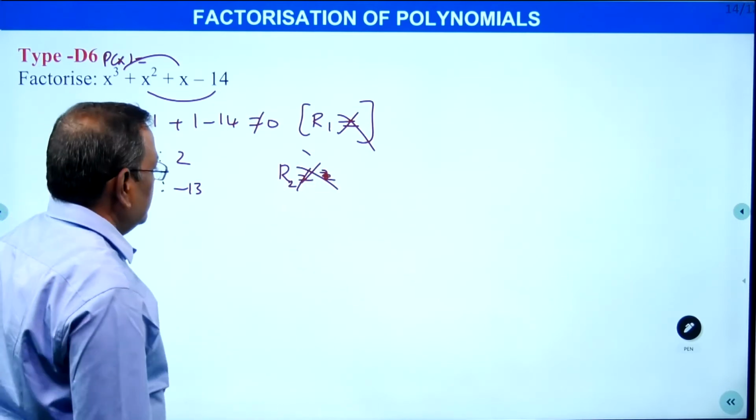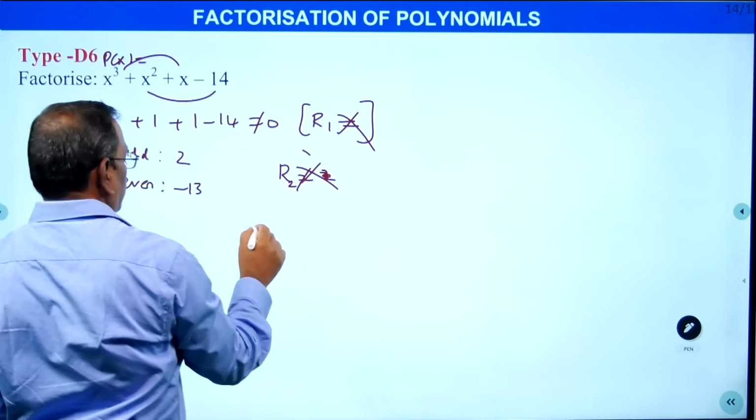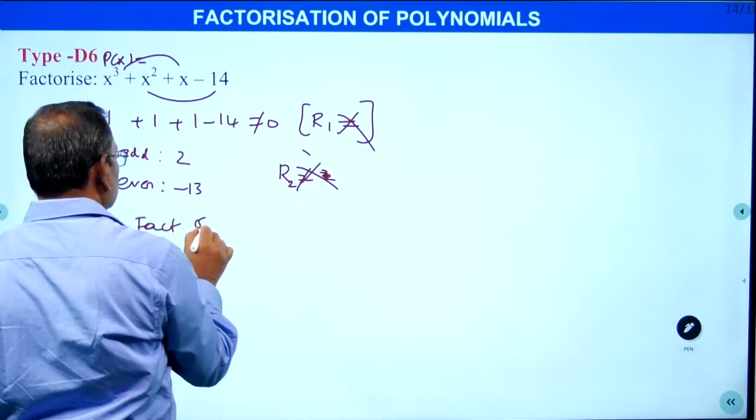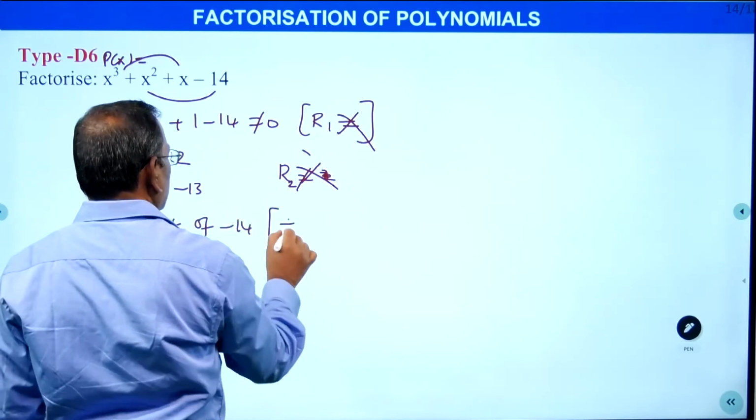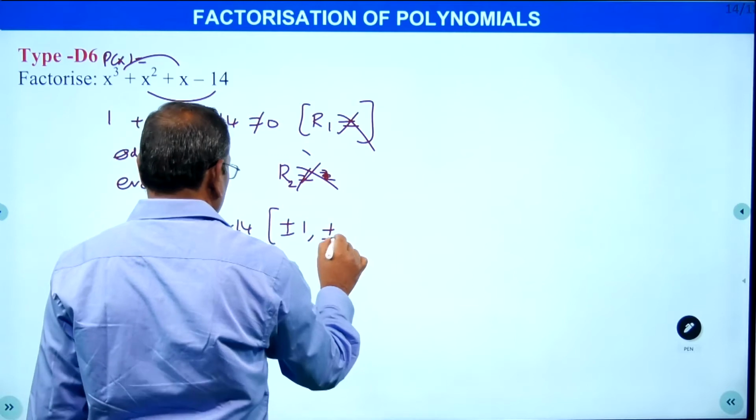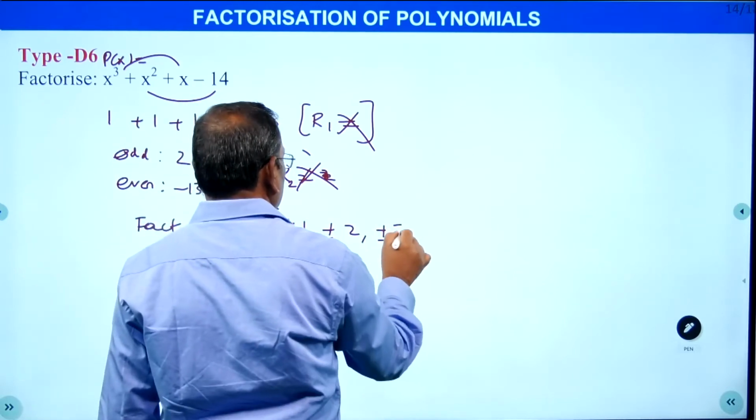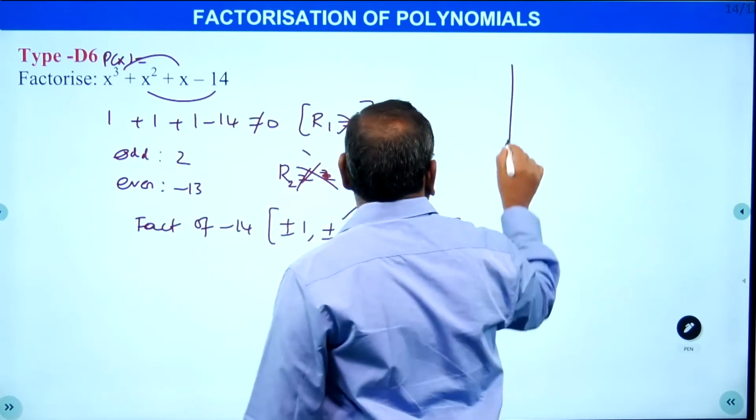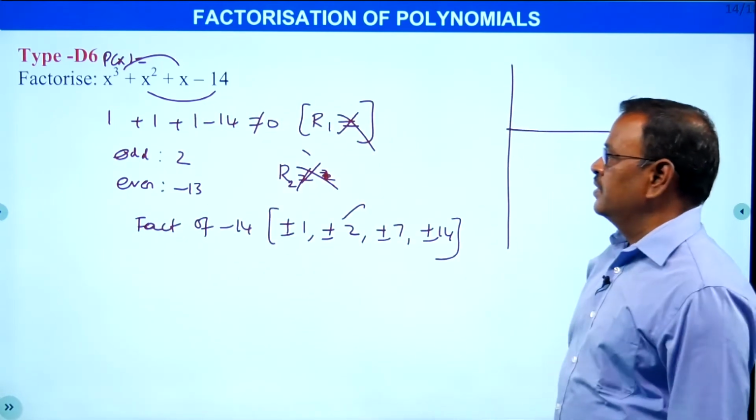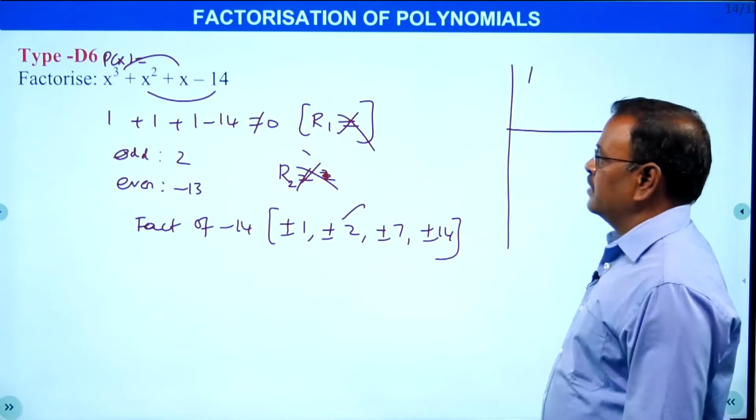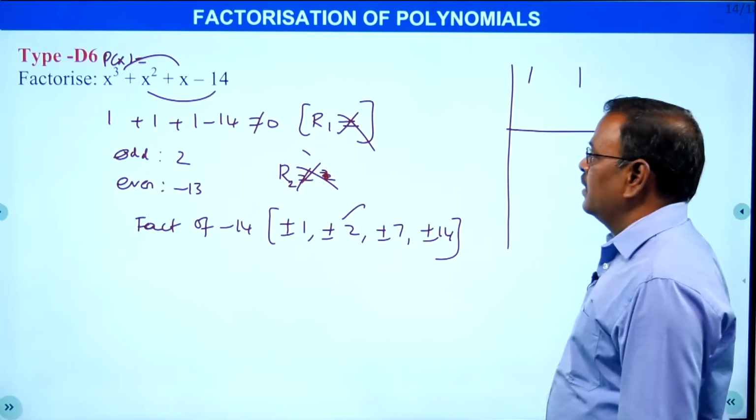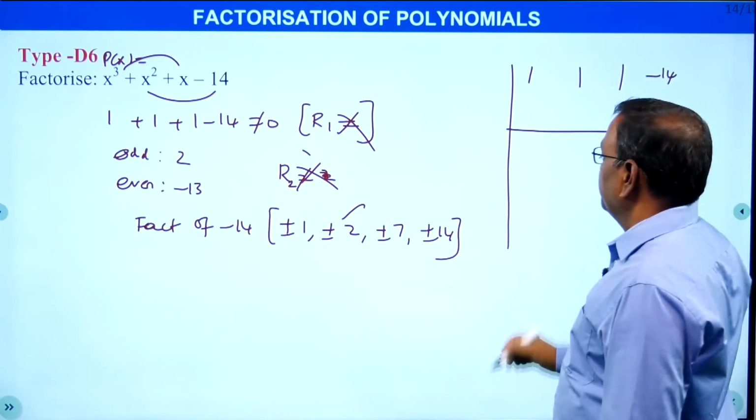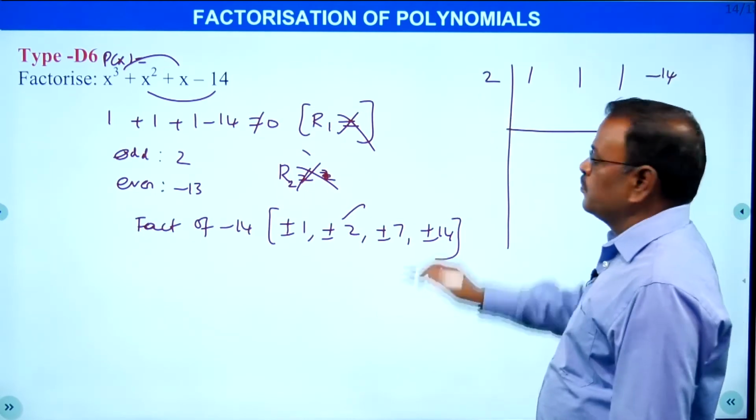Now by trial and error method, the factors of minus 14. So what are the factors of minus 14? Plus or minus 1, plus or minus 2, plus or minus 7, plus or minus 14. Now I'll start with 2. The coefficients of the given polynomial: x cube coefficient 1, x square coefficient 1, x coefficient 1, and the constant term is minus 14. First we'll try with 2.